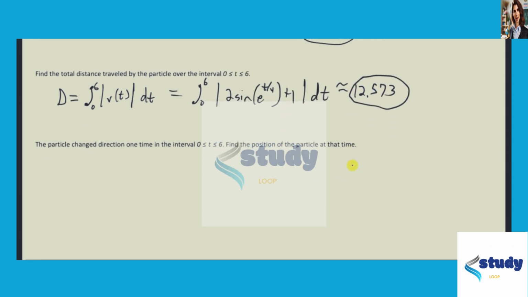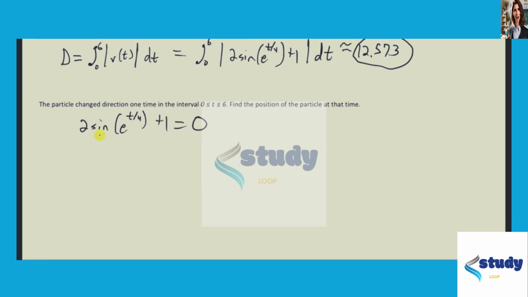Okay, and lastly, the particle changed direction one time in the interval from 0 to 6. Find the position of the particle at that time. It's going to happen whenever the velocity is equal to 0. So 2 sin(e^(t/4)) + 1 = 0. We want to find when that happens, and that position. If we subtract 1 and divide by 2, that gives us sin(e^(t/4)) = negative 1/2.